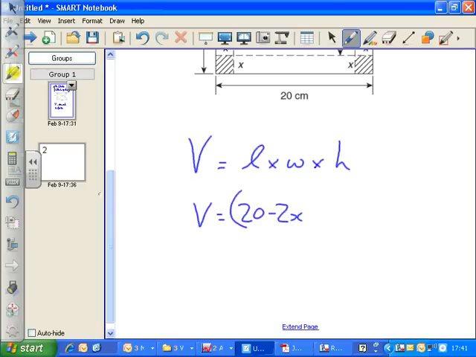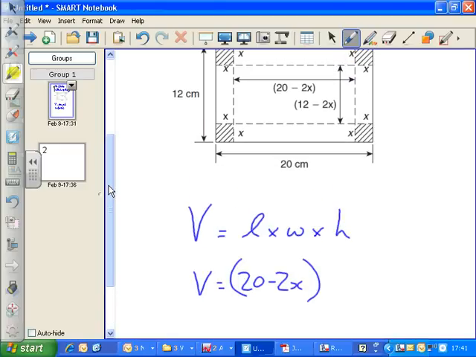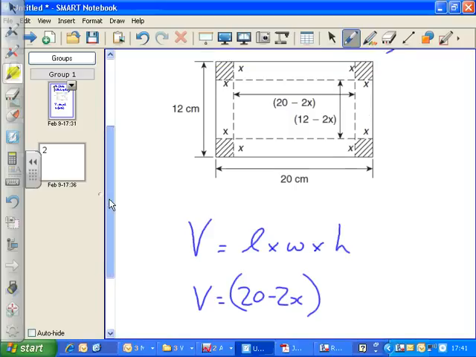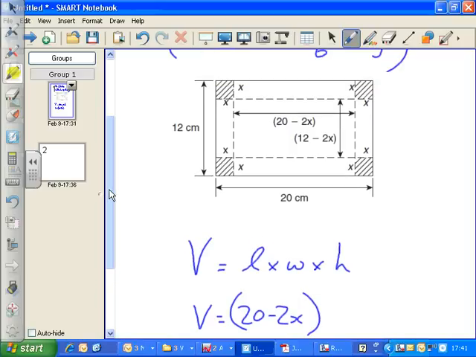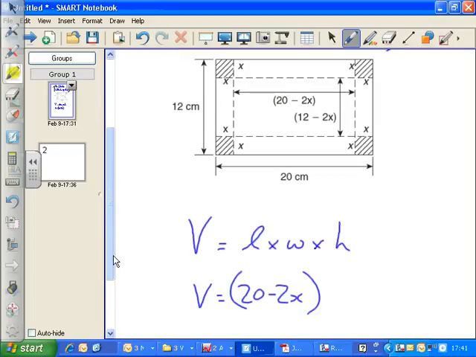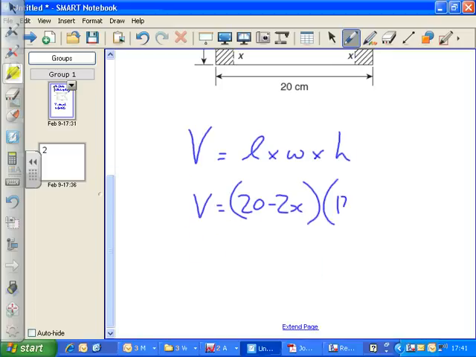Does that make sense? Looking at this diagram, can you see where 20 minus 2x comes from? Exactly, that's right. I've got 20 altogether, and I'm going to take away two lots of x, one at either end, as Daniel says, to get the length. Agreed, Dan? So 12 minus 2x will be the width, and the height would be x.